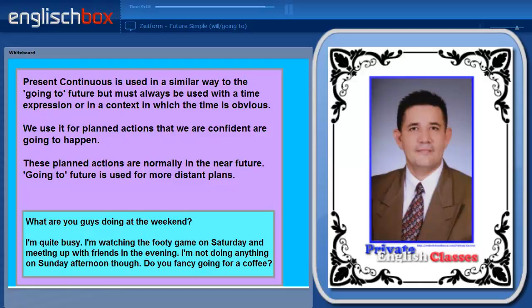So here we can see 2 or 3 different examples of the present continuous with a time expression. Doing, present continuous, at the weekend, time expression. Watching, present continuous, on Saturday, the time expression. Meeting friends, we have the continuous, in the evening, the time expression. And doing nothing on Sunday, doing, we have the present continuous, and Sunday, the time expression.